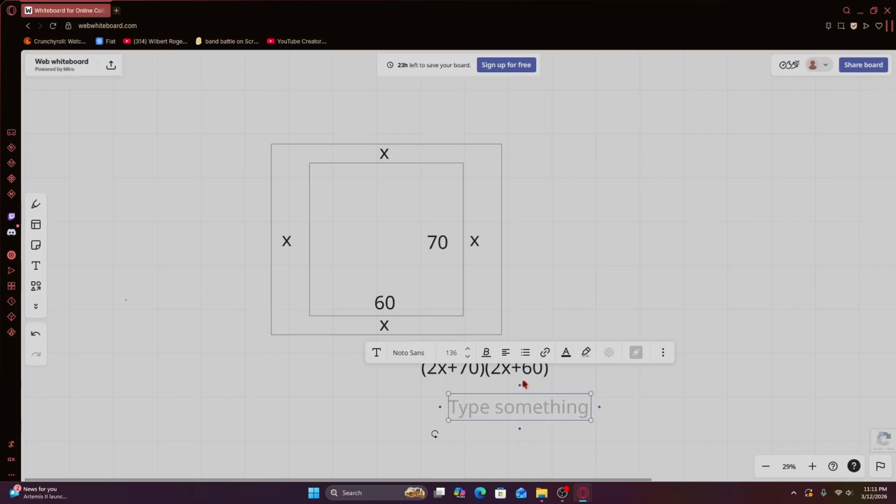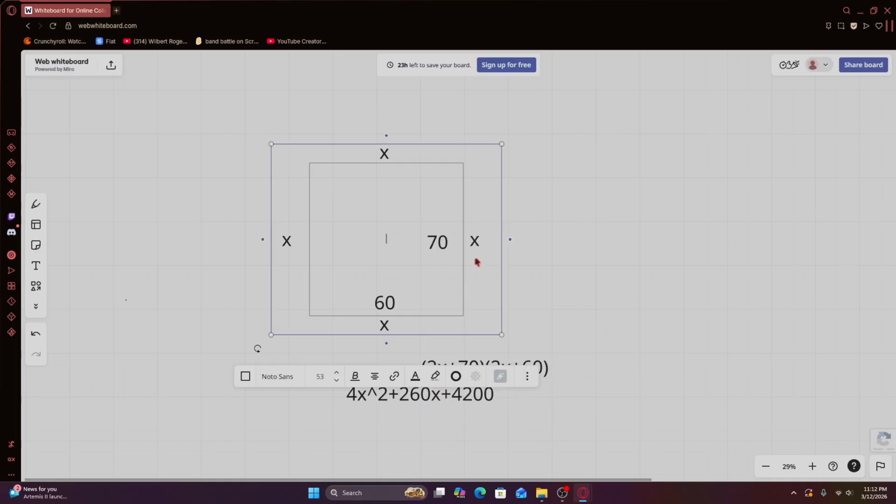No, that's when it's simplified. I'm reading out of my book. That is the equation. And when you solve, you should get 4x to the power of 2 plus 260x plus 4,200. And this is reflective of the area of this gray thing.